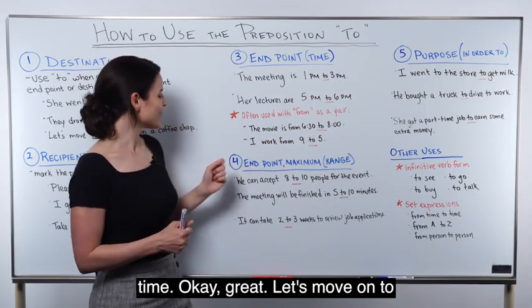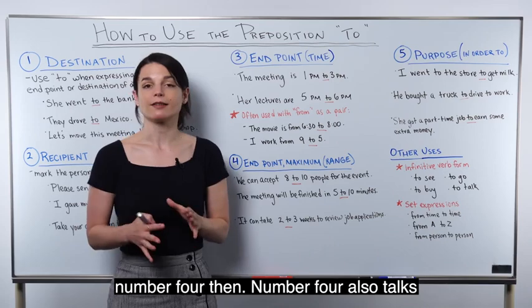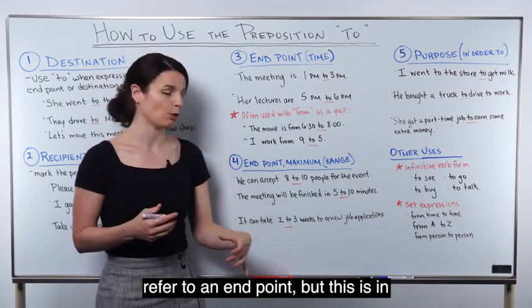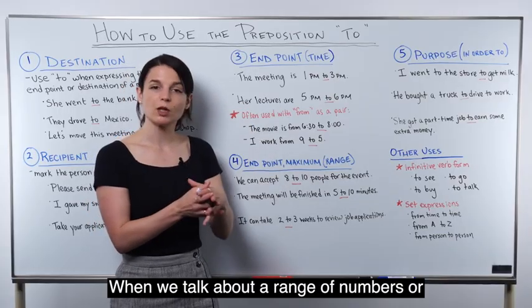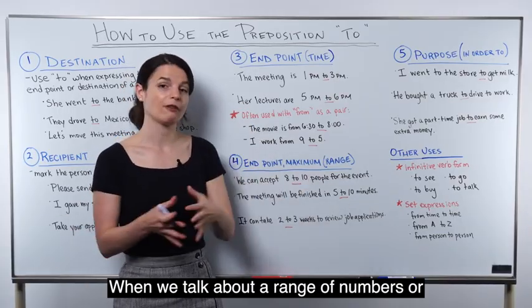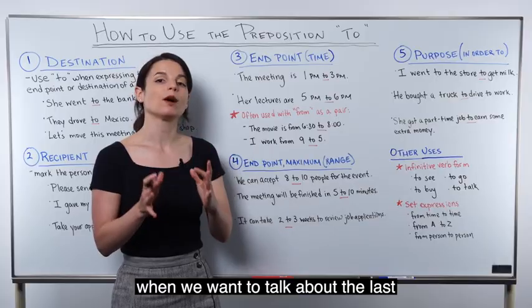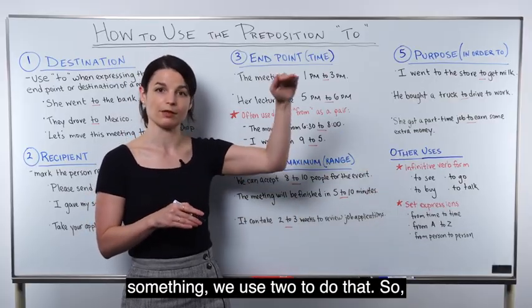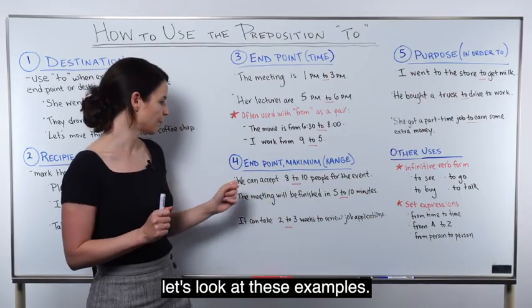Okay, great. Let's move on to number 4 then. Number 4 also talks about an end point. We also use to refer to an end point, but this is in terms of a maximum of something. When we talk about a range of numbers or a range of time periods, for example, when we want to talk about the last possible of something or the maximum of something, we use to do that. So let's look at these examples.